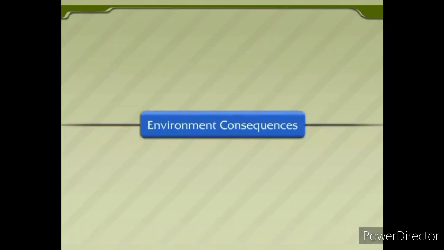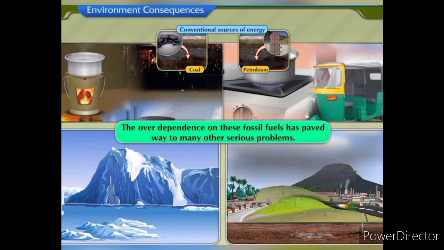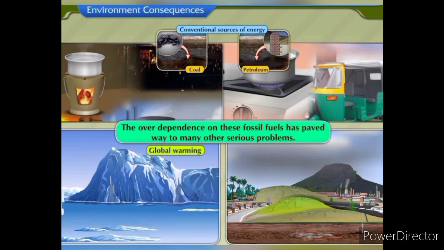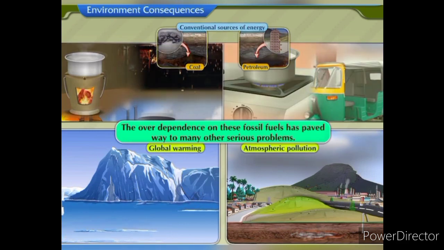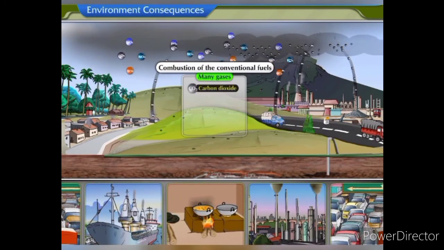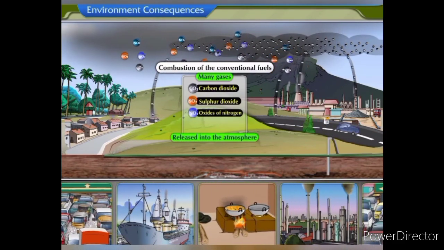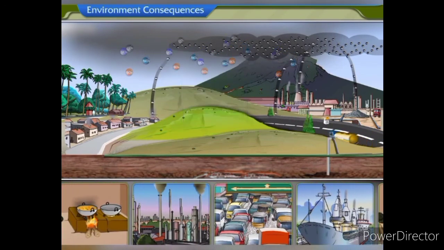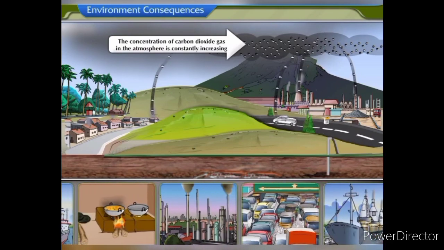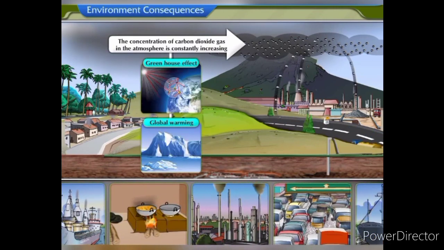Environmental consequences. The overdependence on fossil fuels has paved the way to many other serious problems like global warming and atmospheric pollution. During combustion of the conventional fuels, many gases like carbon dioxide, sulfur dioxide, and oxides of nitrogen are released into the atmosphere. The concentration of carbon dioxide gas in the atmosphere is constantly increasing, and this has led to the greenhouse effect and global warming.